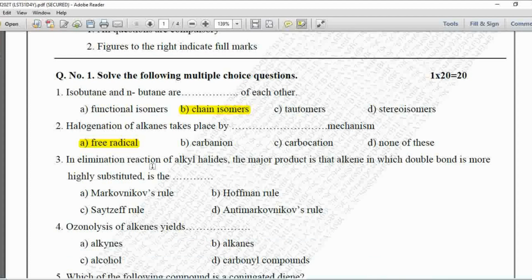Then in elimination reaction of alkyl halides, the major product is that alkene in which double bond is more highly substituted is the option A is Markovnikov's rule, B is Hofmann rule, C is Saytzeff rule, D is anti-Markovnikov's rule. So here in the elimination reaction of alkyl halides, major product is that alkene in which the double bond is more highly substituted, that is said by Saytzeff rule. So that's why the correct option is B, Hofmann rule.